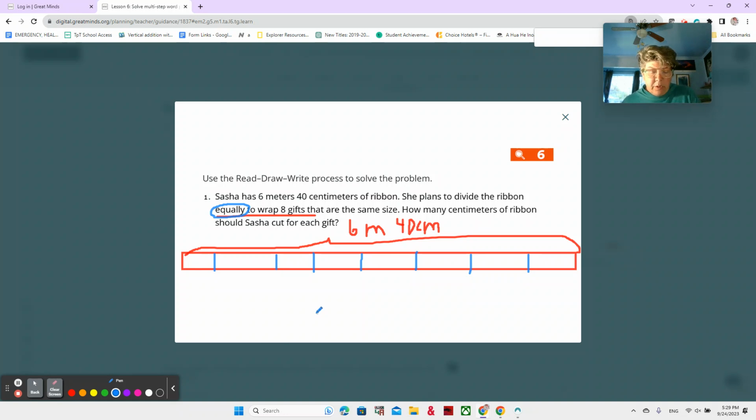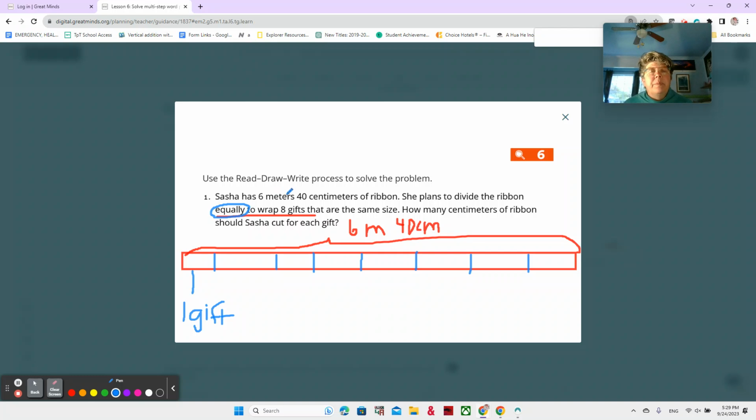Okay, so what does each part represent? We divided it into 8 parts, and how much does each part represent? This is the amount needed to wrap 1 gift. So we have to make sure we understand what we're drawing and why we're drawing it. Have we learned any new information? Let's read it one more time and see what else we need here.